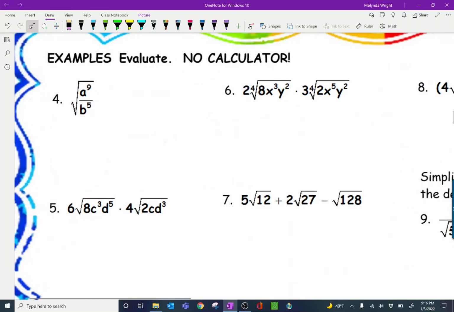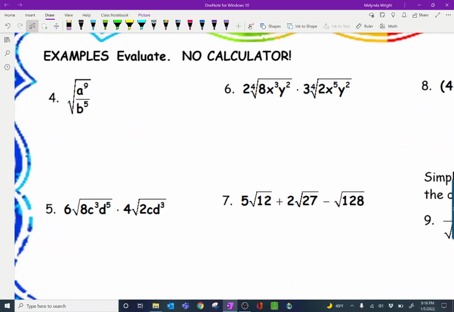All right, number 4 looks a little crazy. With radicals, I am allowed to rewrite this. Since a to the 9th over b to the 5th, there's no way to simplify that, why don't we just rewrite it as a radical on top of another radical? That seems like we can work on that. Okay, let's work on that.